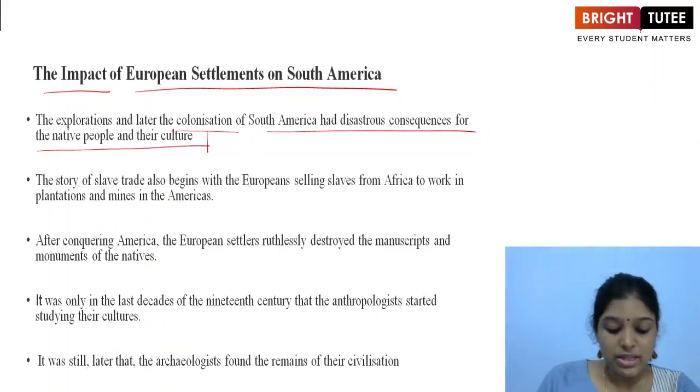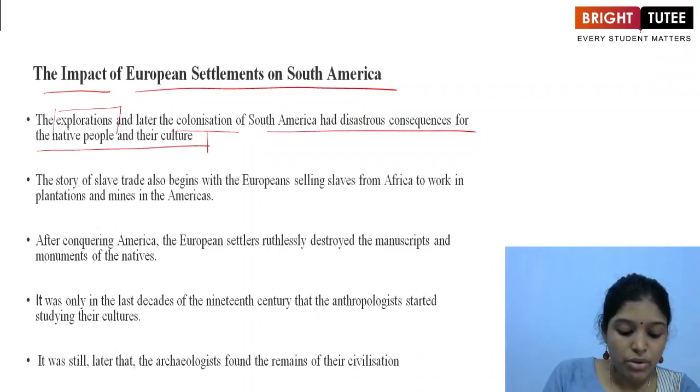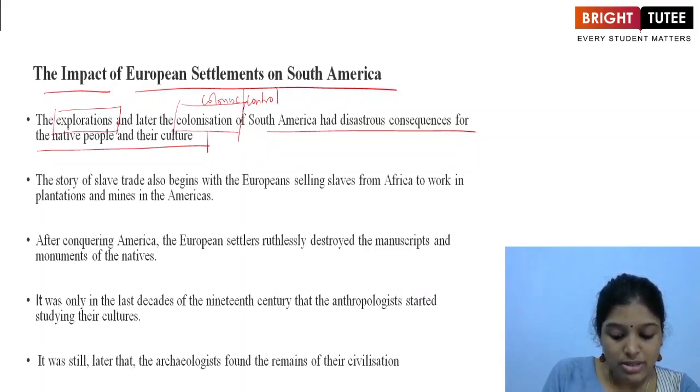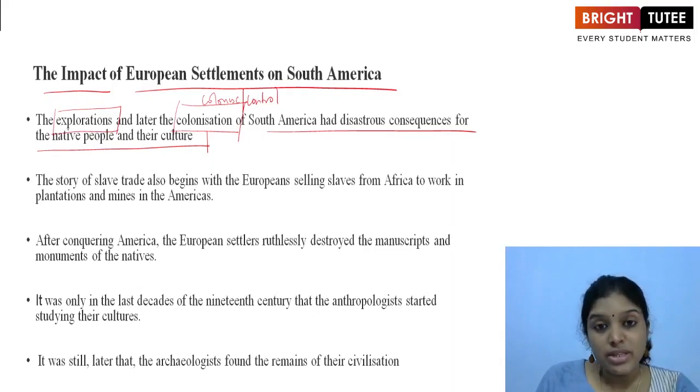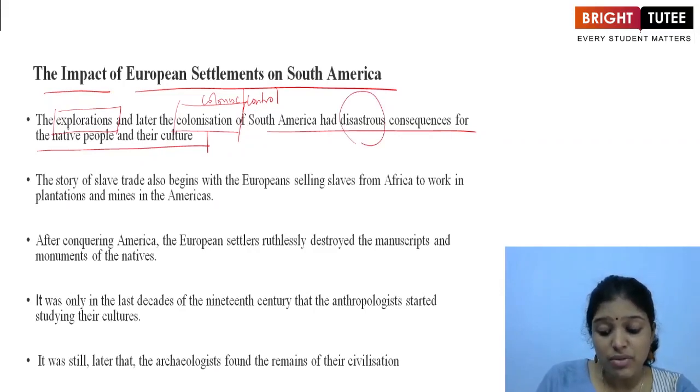So what we see is first they explore new places and they colonize or establish their control over these new places. So because of this colonization process, it had disastrous or very negative effect on the people of America.